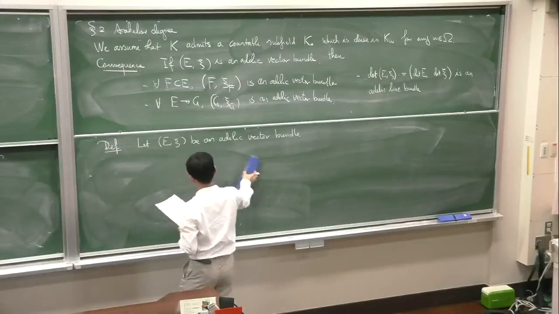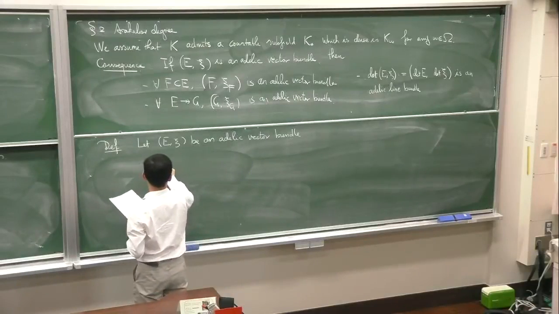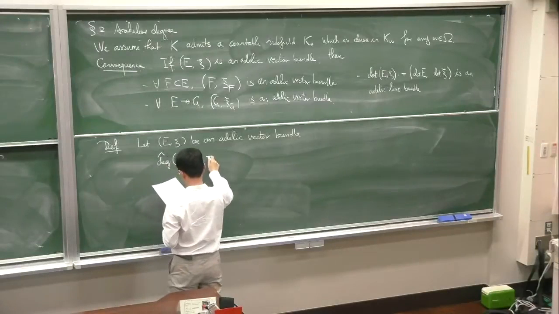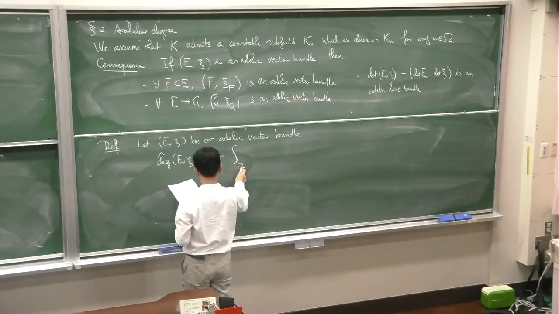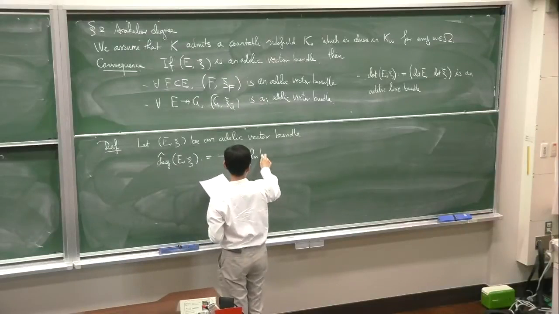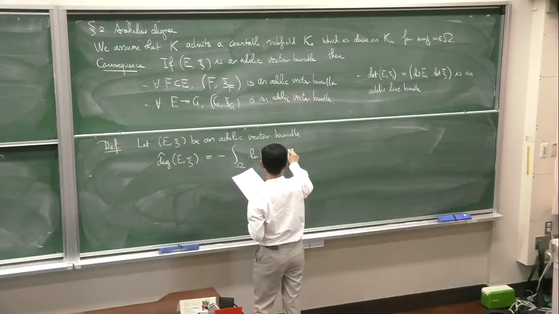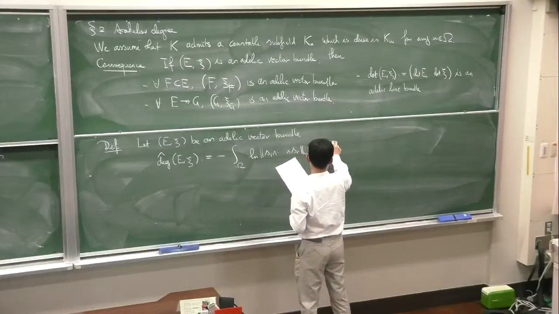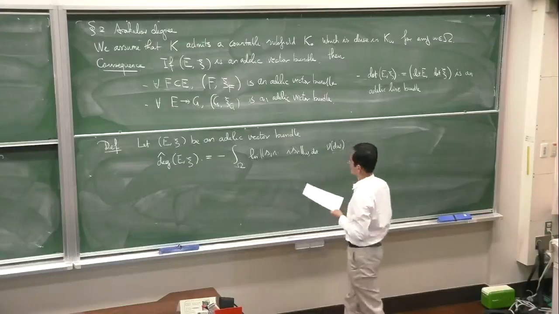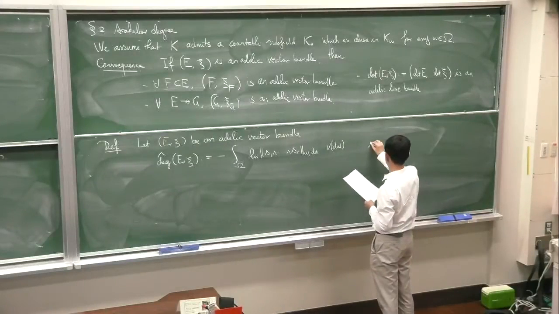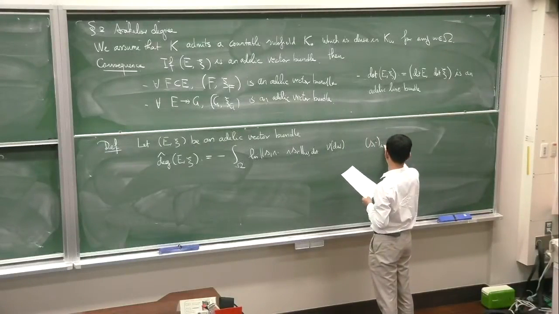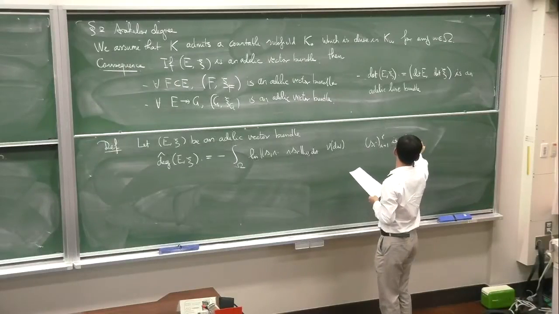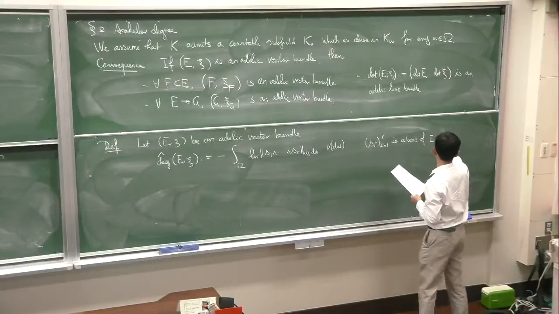So the Arakelov degree of Xi is defined as minus the integral over omega of log of the norm of S1 ∧ ... ∧ Sr (omega), determinant, nu d omega. Here Si is just a basis of E over K.